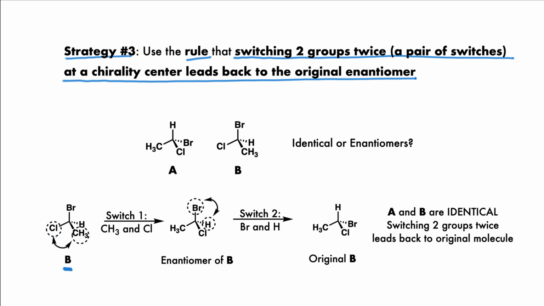We'll choose to switch the chlorine and methyl, and then we'll switch the bromine and the hydrogen. After 2 switches, we get back to the original molecule B. We compare A and B and see all groups can overlap, so A and B are identical.